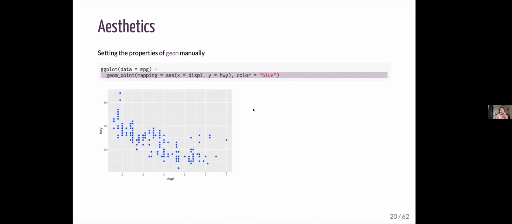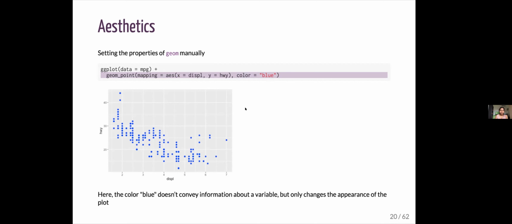So if there's one thing that you take from this talk, and I hope that you never forget this when you're using ggplot: inside your AES bracket, only your variable names go. If any feature of the plot doesn't have to do with your variables, and if it's an overall feature, it goes outside. So inside AES, we tell R which variables we want to show on the plot. All right. So as I said, here the color blue does not convey information about a variable, but only changes the appearance of the plot. So it goes outside of the AES argument in geom point.